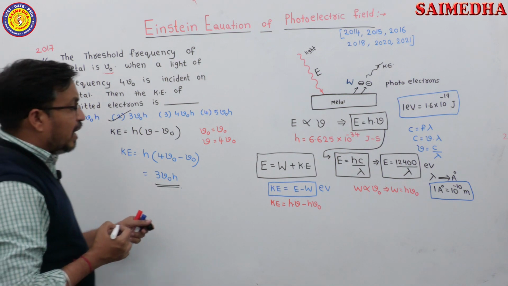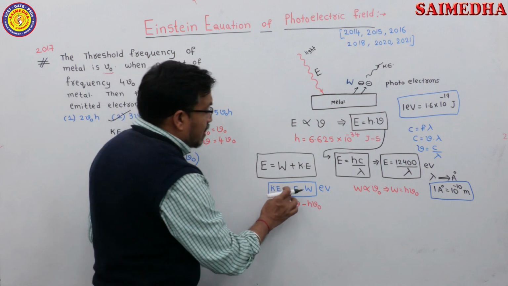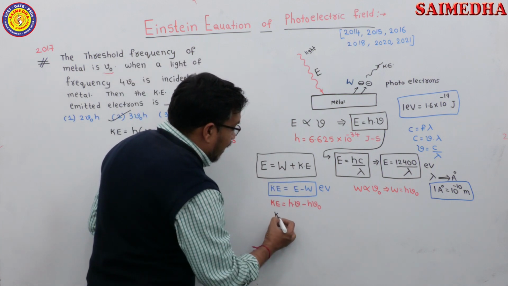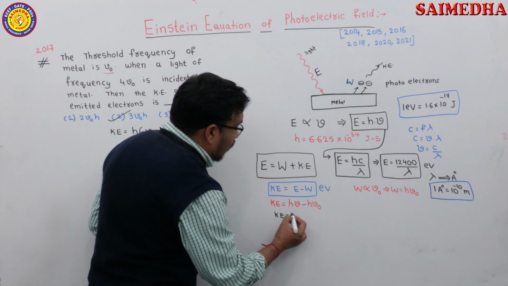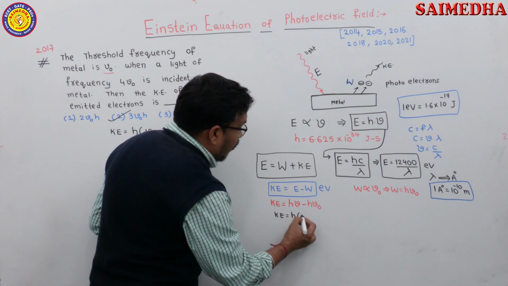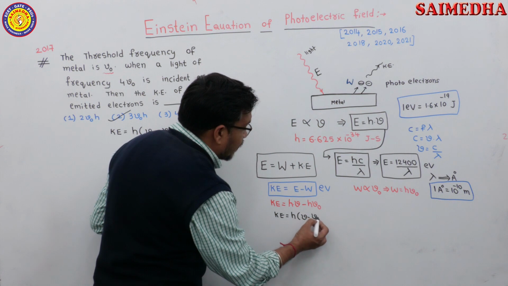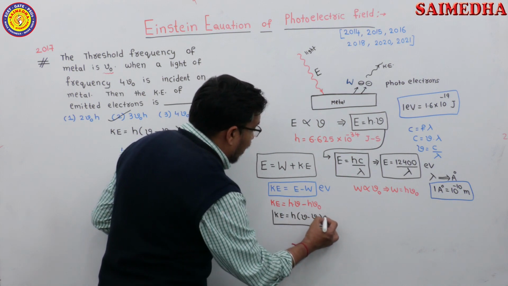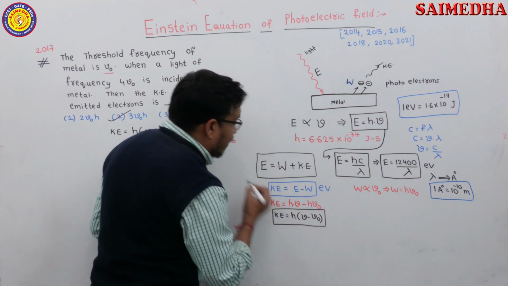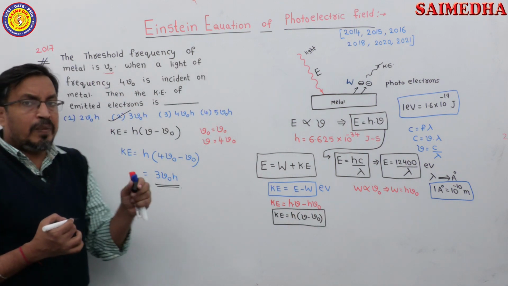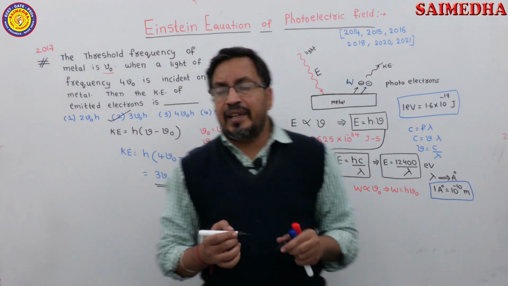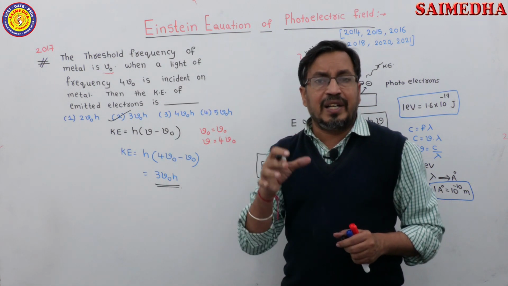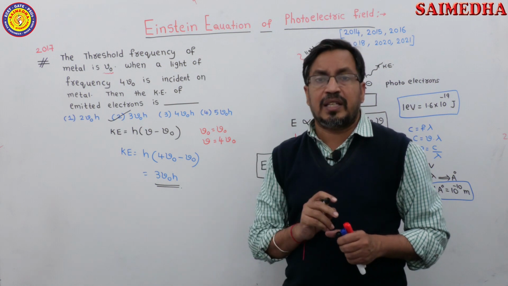So first I explained kinetic energy in terms of energy and work function. Next I explained kinetic energy K equals h into (V minus V0). This is the kinetic energy formula in terms of frequency. And remember one more point. What is V? Frequency of incident light. And what is V0? Threshold frequency.